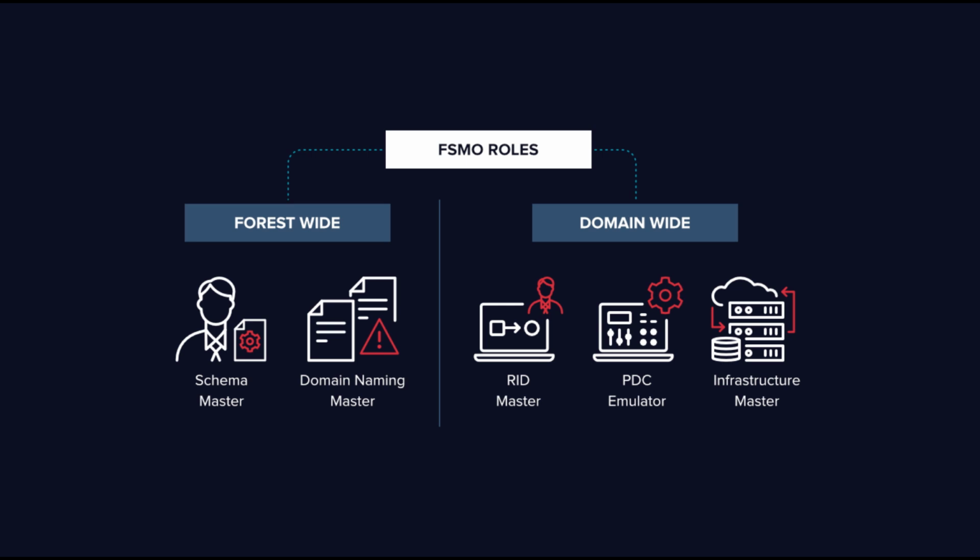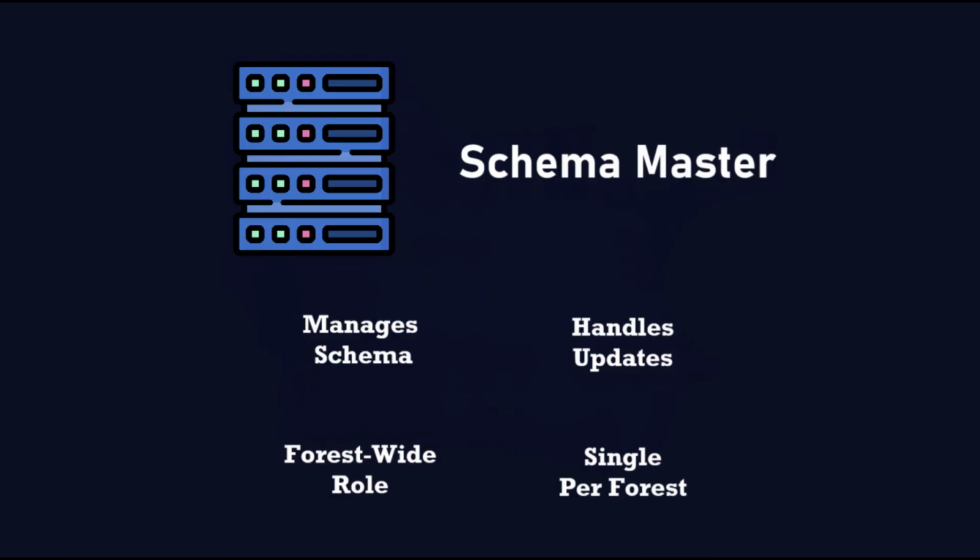Today we are going to talk about FSMO roles. Flexible single master operations roles are critical components in Active Directory that help maintain consistency and prevent conflicts within a domain. These roles are divided into five distinct categories, each responsible for specific tasks within the directory. Understanding FSMO roles is essential for managing and troubleshooting Active Directory environments efficiently. We are going to start with the schema master role firstly, and let's start with the manage schema part.